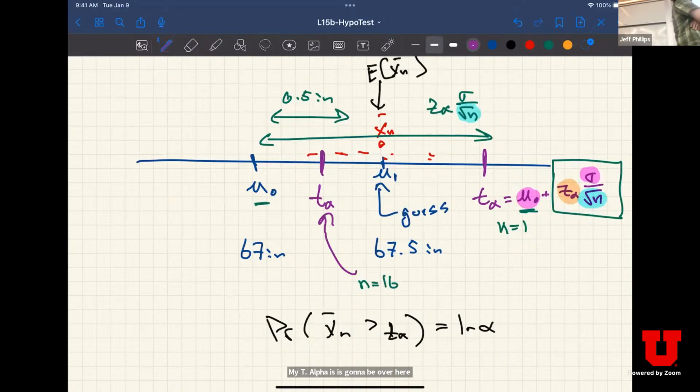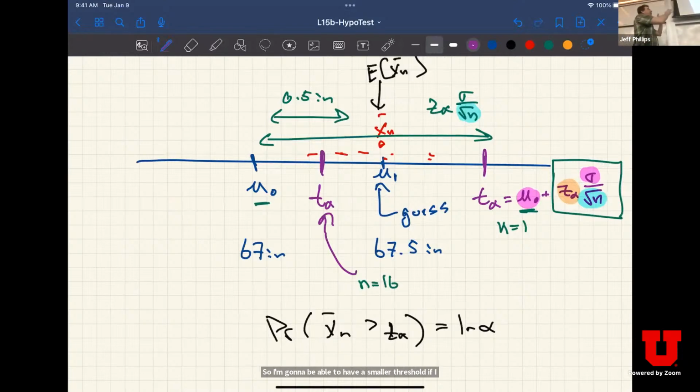Okay, and that's going to be interesting. Now, if Utah really is half an inch taller than the national average, I'll be able to see it now. My T alpha is going to be 0.25 inches bigger than the national average. So if I increase the number of samples, I get a better concentration on my estimate, right? Our variance goes down on the estimate, xn bar, right? So I'm going to be able to have a smaller threshold if I increase the value of n.